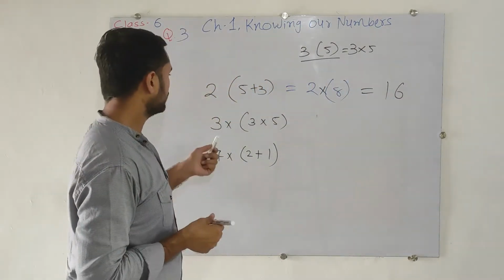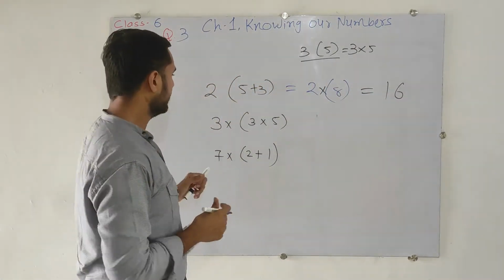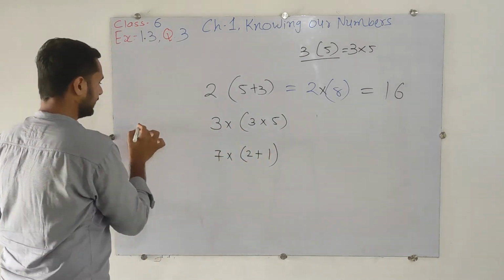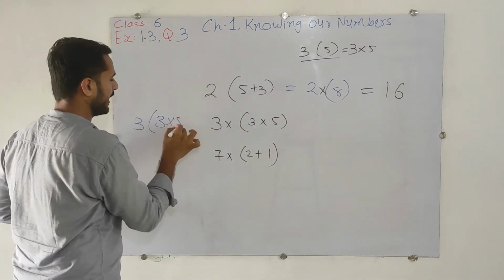Now the next one. Here this can be written as 3 multiplied by 5 also.